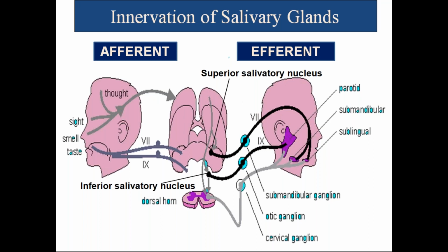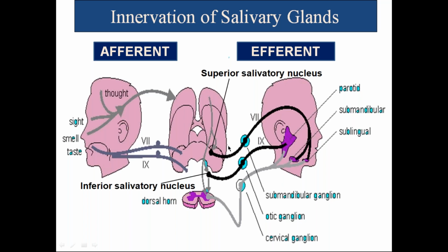This is showing you the salivary gland, this is the parotid gland, this is the submandibular, this is the sublingual, right? This is showing you the afferent side. On the afferent side you can see there is the 7th cranial nerve and there is the 9th cranial nerve.